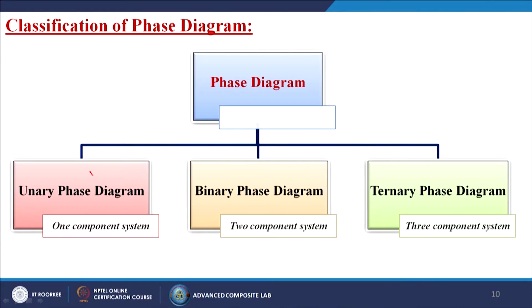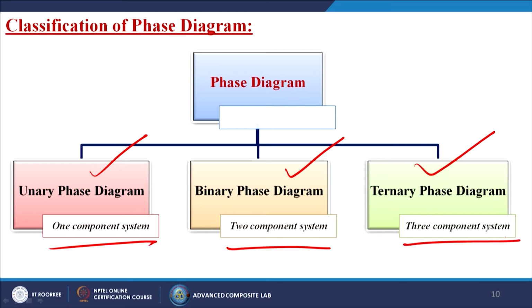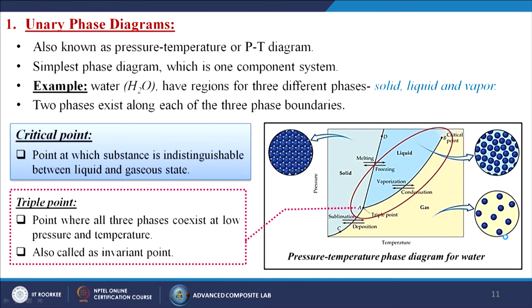Now, if we look at the classification of phase diagrams, generally it is divided into 3 parts. One is the unary phase diagram, also known as the one component system, then binary phase diagrams, also known as 2 component systems, and the ternary phase diagram, which is known as the 3 component system.